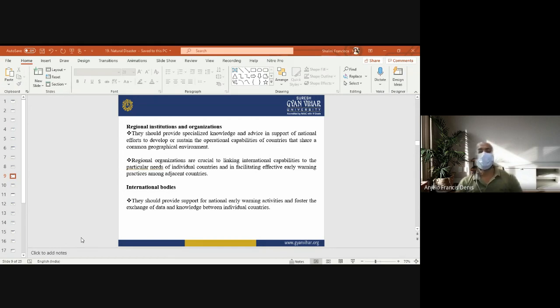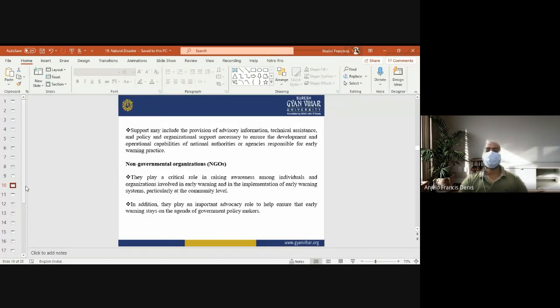So there is a cooperation required between national bodies as well as international bodies as well as regional bodies. There should be exchange of knowledge and data so that successful management of disaster can be done. Then support may include the provision of advisory information, technical assistance and policy and organizational support necessary to ensure the development and operational capabilities of national authorities or agencies responsible for early warning practices.